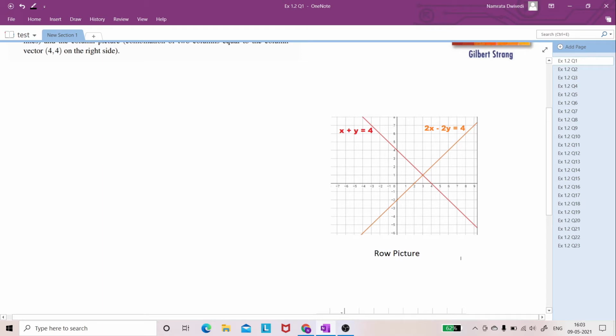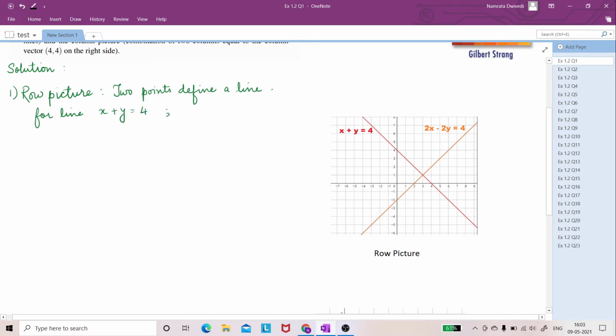So the solution is, we have to draw the row picture and the column picture. First, the row picture. In row picture, what does it infer? Two points define a line. So if we see, the two points for the line x plus y is equal to 4 are 0 comma 4 and 4 comma 0.